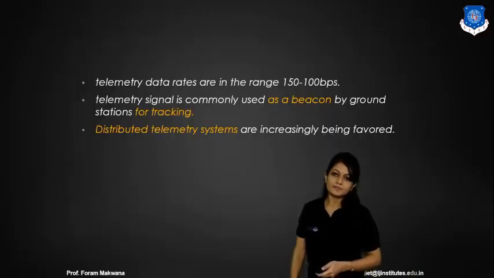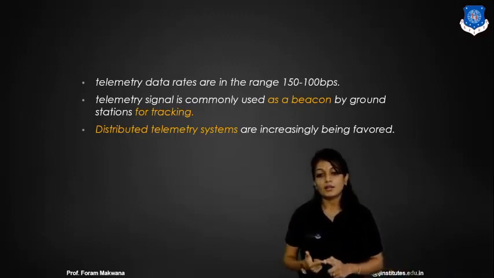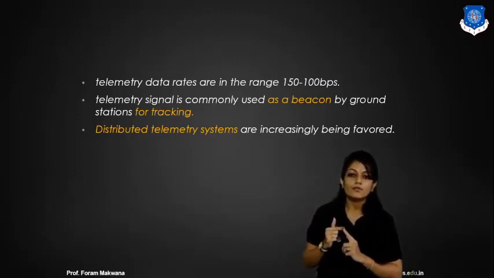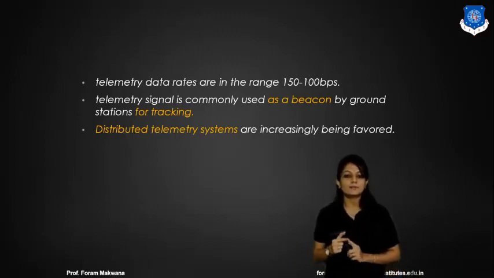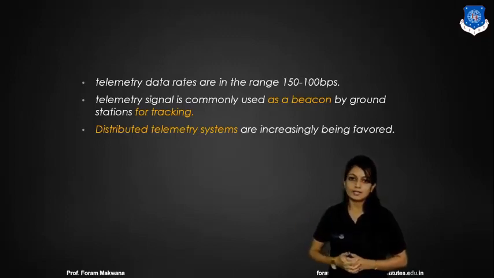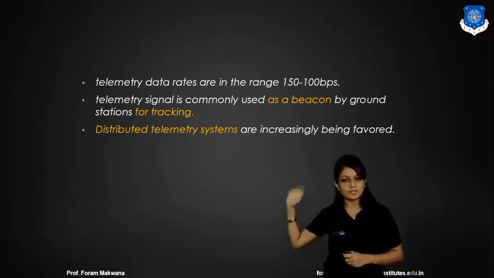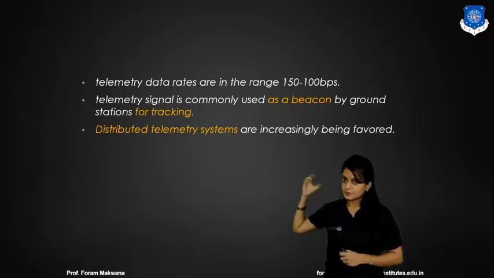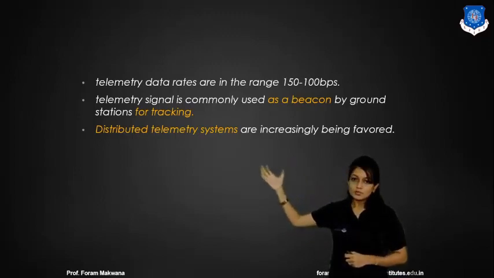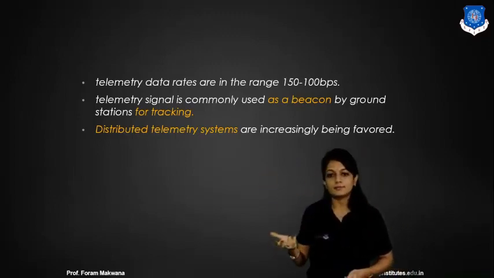antenna. Alright? So the telemetry data rates are in the range of 150 to 100 bits per second. Right? So this telemetry signal is commonly used by the ground station for tracking of the satellite. We can also use a distributed telemetry system that is increasingly used nowadays.